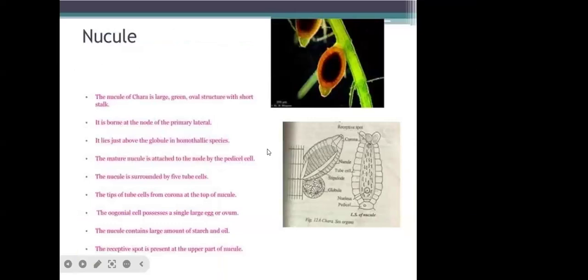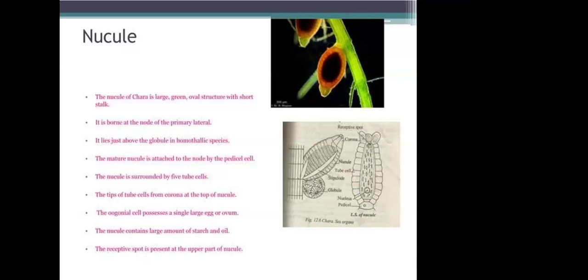Coming to the nucleus, the female reproductive organ is called the nucleus. It consists of the same pedicel. This is the pedicel and the oogonium, the tube cells, and this one is the corona. The pedicel is present at the base of the nucleus, along with the central and stalk cell.